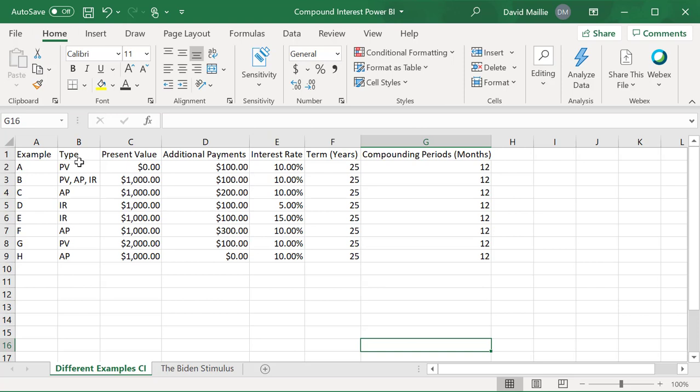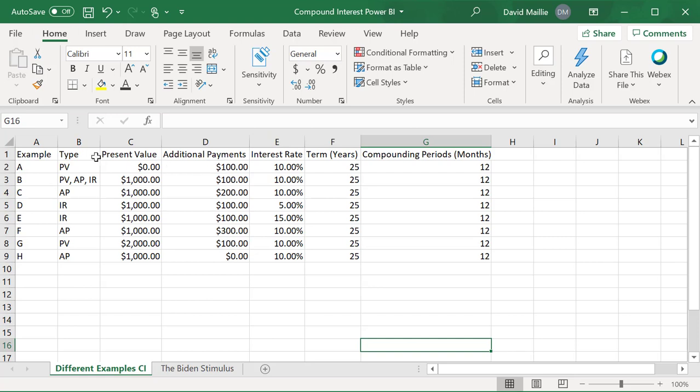For the purposes of what we're doing, if you look under the type column, you have multiple ones for present value, additional payments (AP), and interest rate (IR). What I did was I wanted to show you, when I pull this through to Power BI, how these things can change investments over time. So most of these are at 10%. I've got one at 5%, so we can see the difference there.